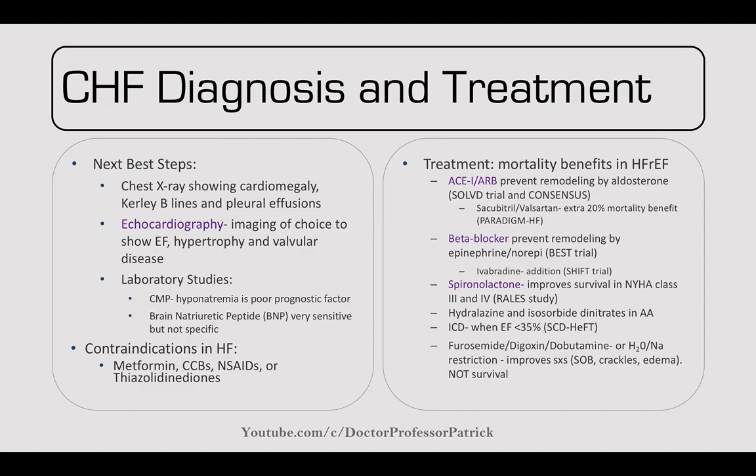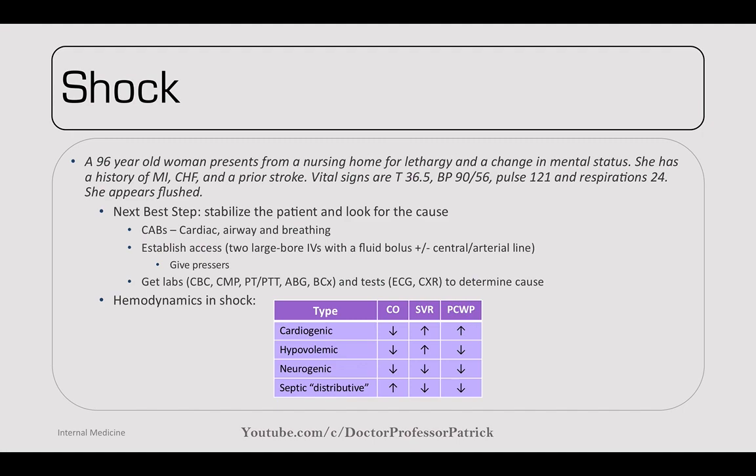that you can do. And then when your ejection fraction drops less than 35%, you can implant an ICD to prevent the risk of spontaneous ventricular arrhythmias. So furosemide, digoxin, and dobutamine, those are going to decrease the water and sodium retention and improve their symptoms, but it does not change their survival.